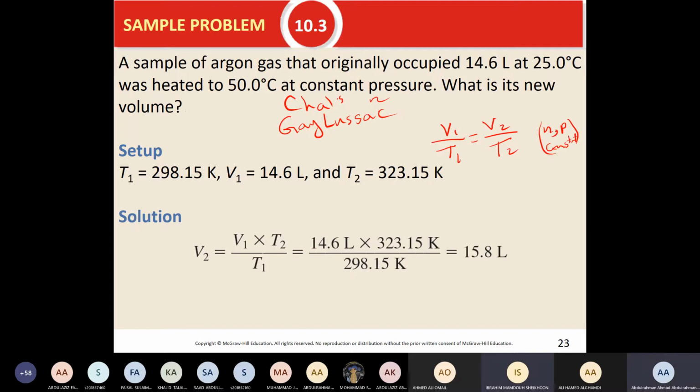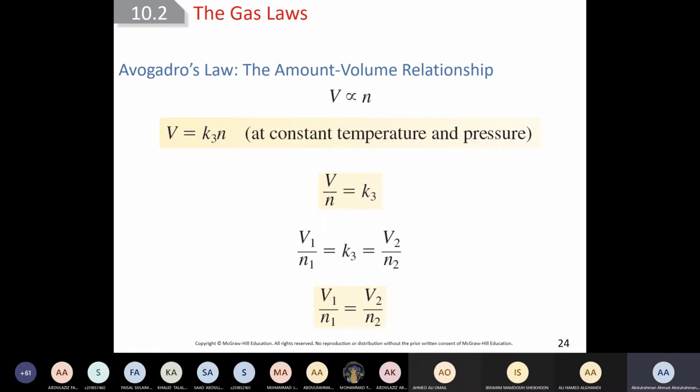N is constant, yes, right? Okay, N and P must be constant, and then you can simply calculate V2, which is equal to V1 T2 over T1, and you can calculate it very easily. Don't forget, T must be in Kelvin, not in C. Charles's law, you must memorize the name, as I said.